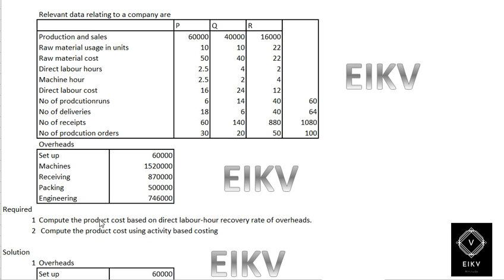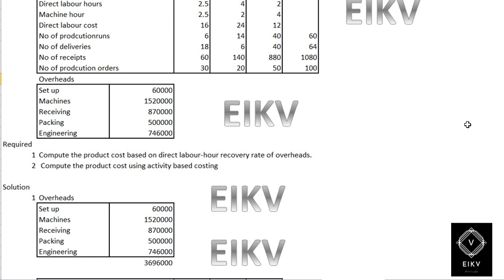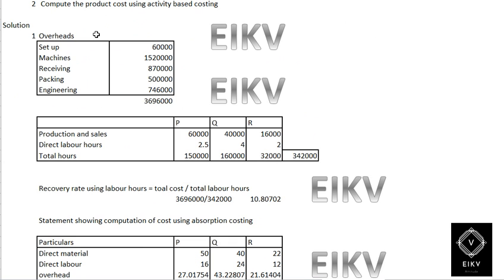So we have two methods. One is the recovery method of overhead, and another one is activity based costing. The relevant details of the products have been given. First of all, we are going to compute the overhead using the recovery method. We take the total overhead, which is setup cost 60,000, machine cost 1,52,000, receiving cost 8,70,000, packing cost 5 lakh, and engineering cost 7,46,000.